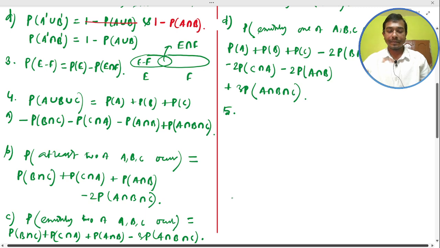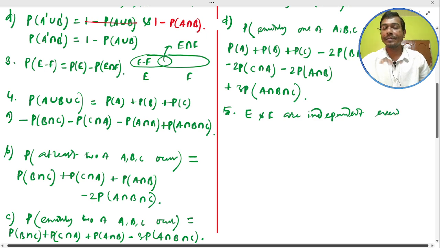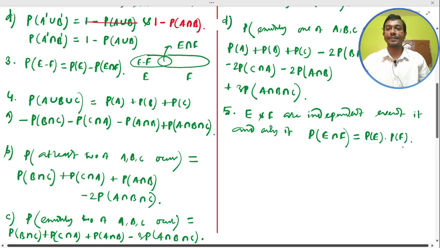E and F are independent events if and only if P of E intersection F is equal to P of E into P of F.